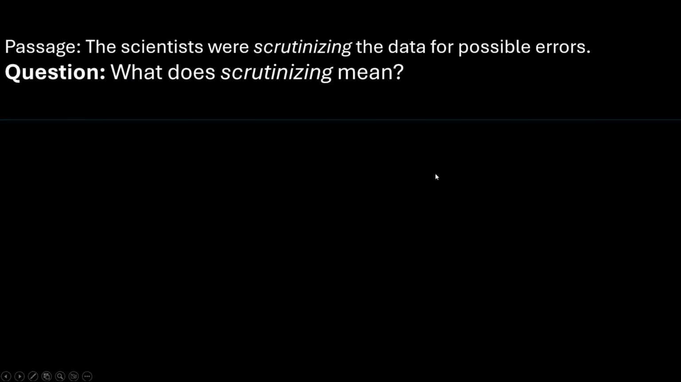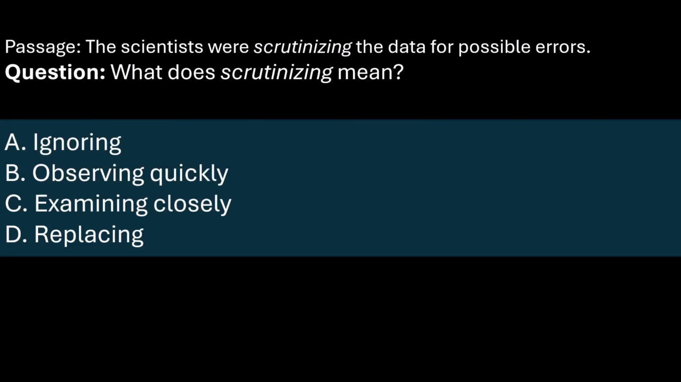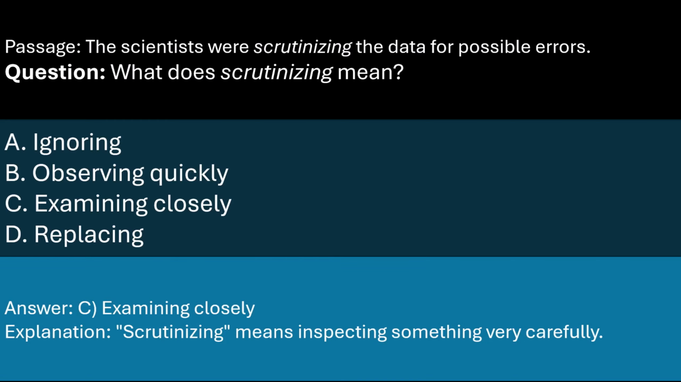So let's see another one. The scientists were scrutinizing the data for possible errors. What does scrutinizing mean? Ignoring, observing quickly, examine closely, replacing. I think option C will be the right answer. Examine closely. Scrutinizing means inspecting something very carefully.